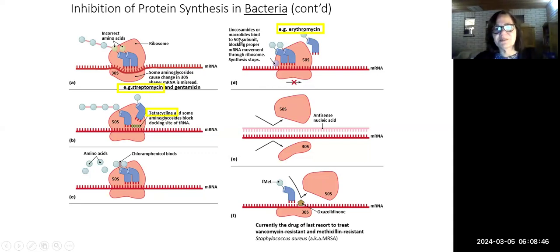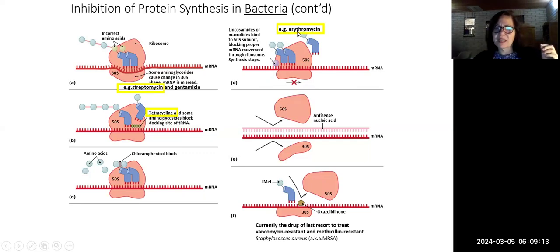The lincosamides or macrolides bind to the large ribosomal subunit, and basically they stop the movement of this ribosome. They stop the movement along the messenger RNA. And I'll give you a trick to remember this. Erythromycin is one of the drugs that can do this trick.